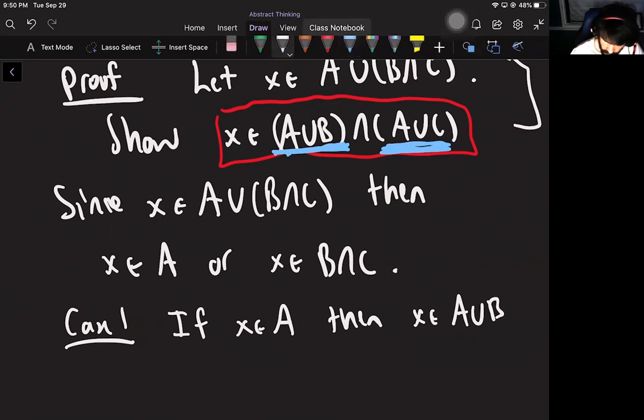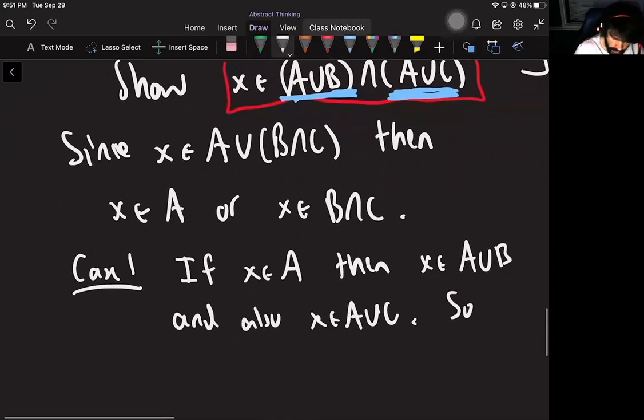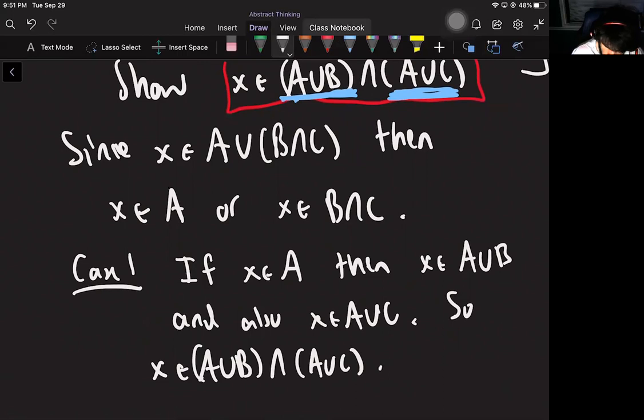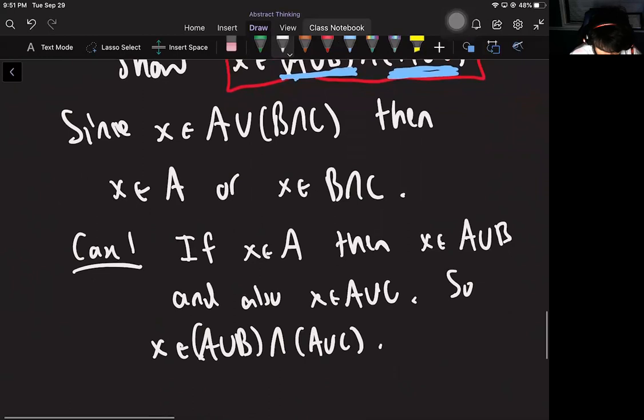And then same idea here. So if X is in A, then it's in there. And also, it's in here, because again, to be in a union just means to be in either one. So being in A is enough to be in the union. So now it's in both of these sets. If it's in both sets, that means it's in the intersection. Okay, so that proves the conclusion, what we're trying to show, in the case where X is in A.